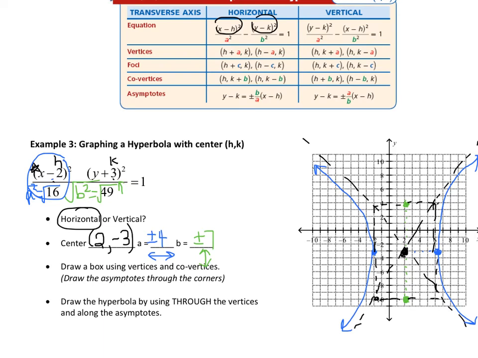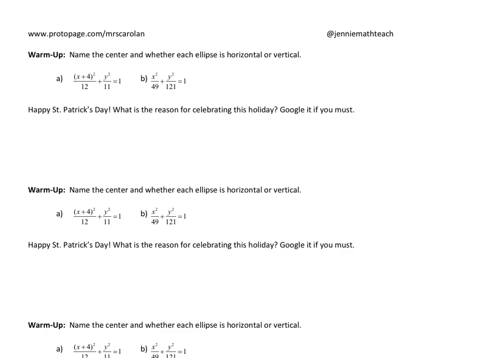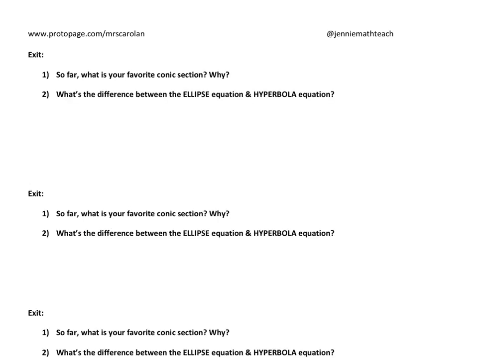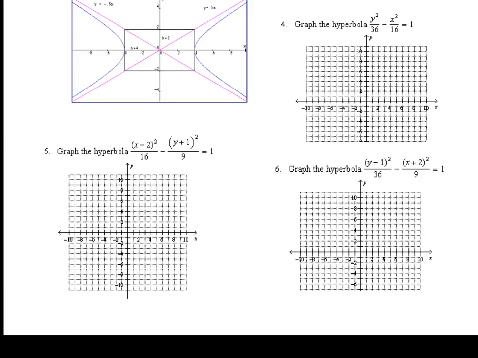I have one homework hint before you stop watching this. My homework hint is, remember when you're finding the centers, that the H is always next to the X and the K is always next to the Y, and you take the opposite sign. So the center in number 5 would be at +2, -1.